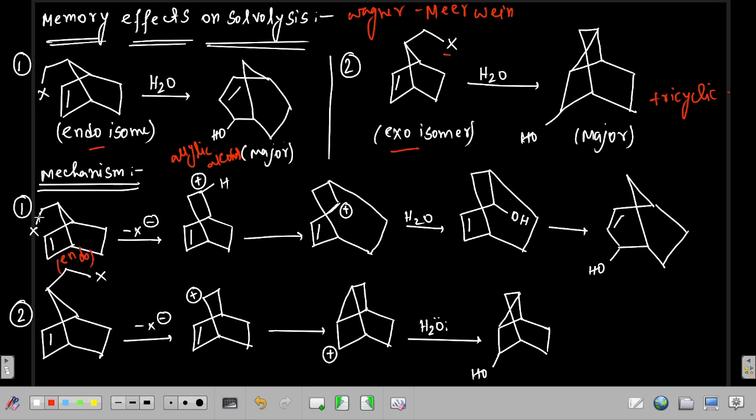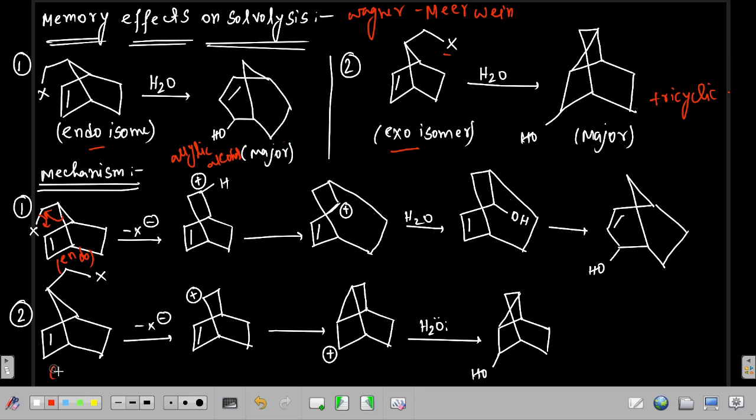So in the first step, there will be removal of the halide ion, X minus, and it leads to the formation of a carbocation, and this bond will shift from here to here. So it leads to the formation of this carbocation.